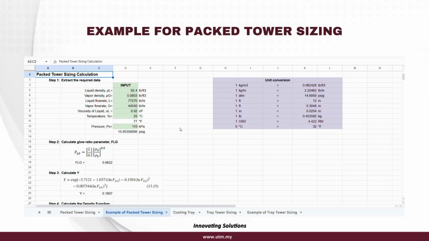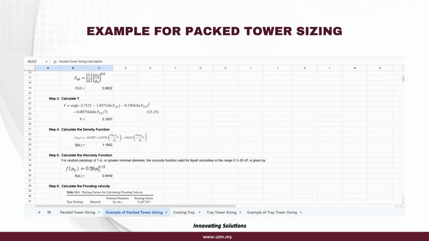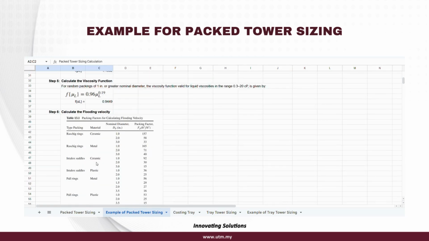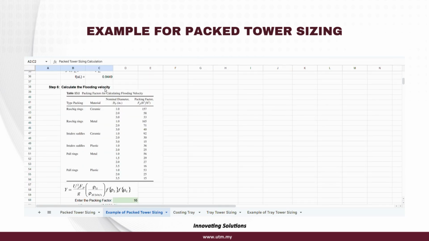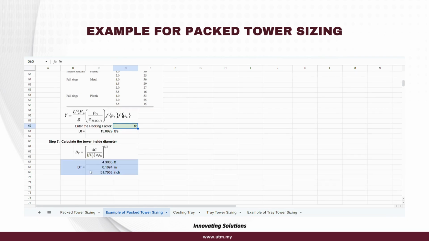So to determine the column diameter for operation at 70% of flooding, first and foremost, we have to extract the required data. Then we calculate the flow ratio parameter and the Y value, the density function, and the viscosity function. And lastly, we have to calculate the flooding velocity. So we are using the information given in the question and referring to Table 13.1, packing factors for calculating flooding velocity, and we found that the packing factor is 16. Then we input it in this green cell and calculate the flooding velocity. Next, the tower inside diameter is calculated automatically and we get 4.3088 feet.